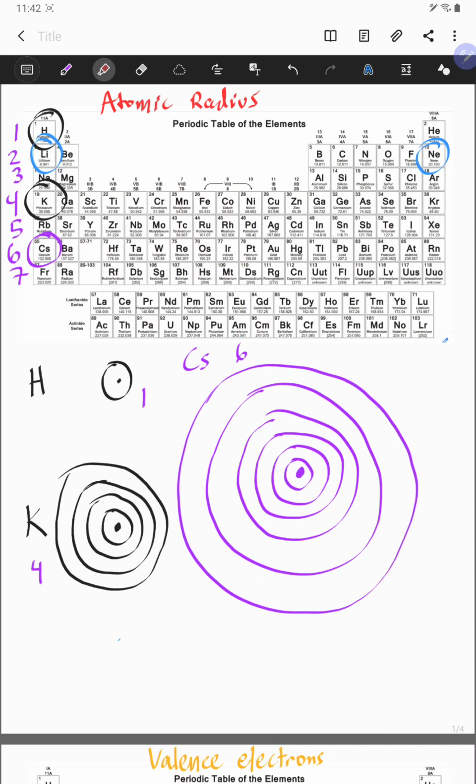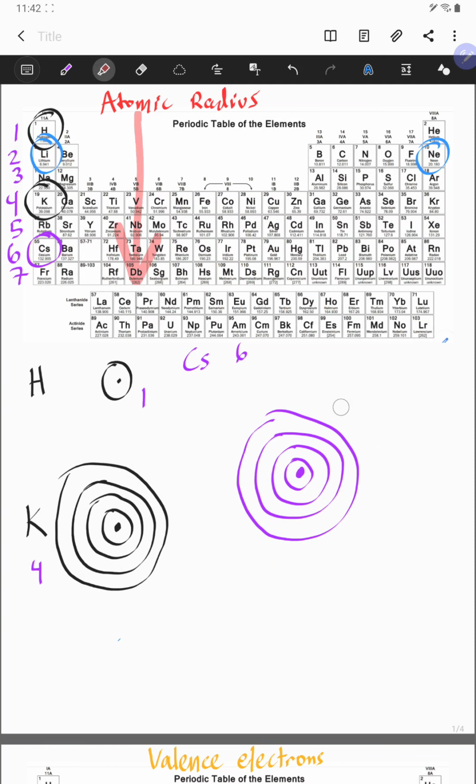So our first trend with atomic radius is that as we go down the periodic table, the radius increases. The further we go down, the bigger the atom. But what about when we go left to right? What happens then? Let's think about that. I'm going to erase my example with cesium here.